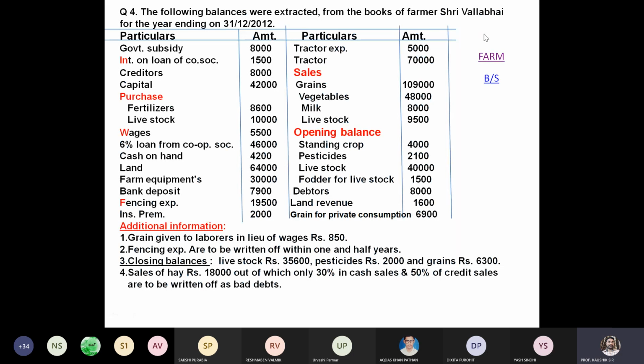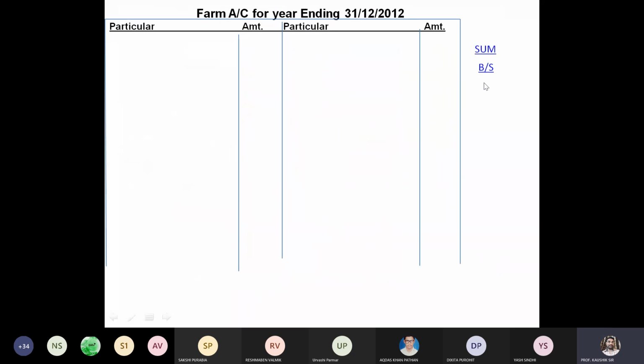What is the first point? Government subsidy. Where should it be written? Government subsidy is the, answer me. Farm account, credit side. Okay. Go to the farm account. Credit side. Government subsidy 8,000 as an income. Okay.